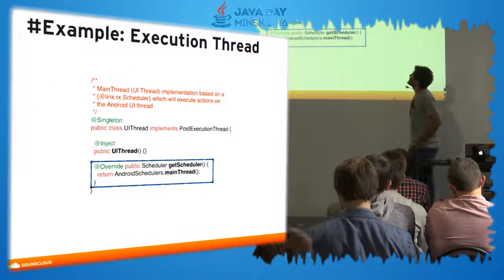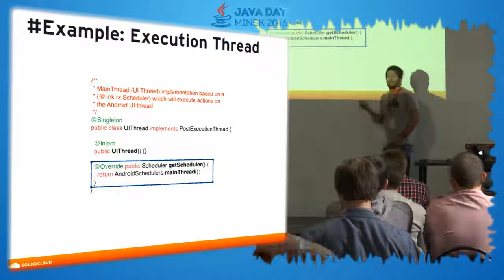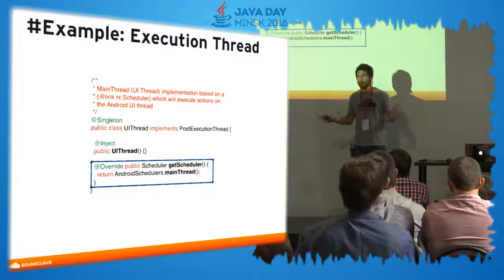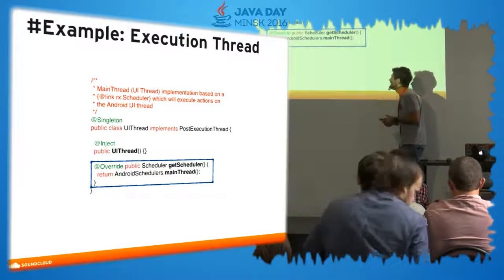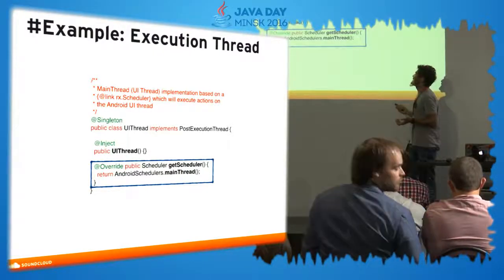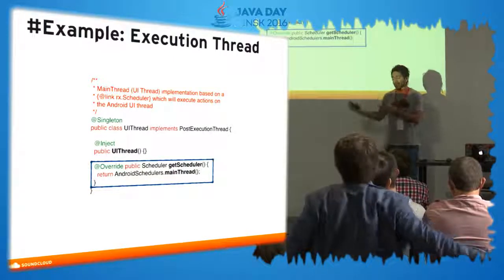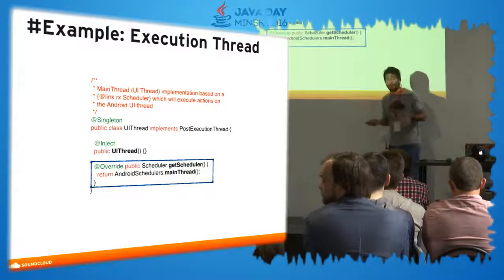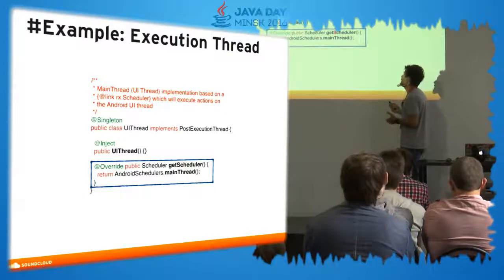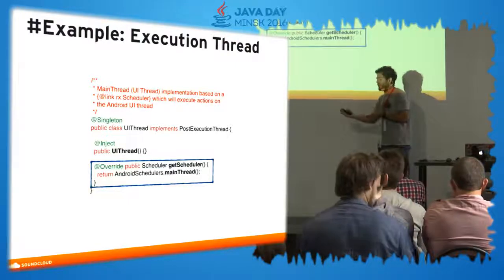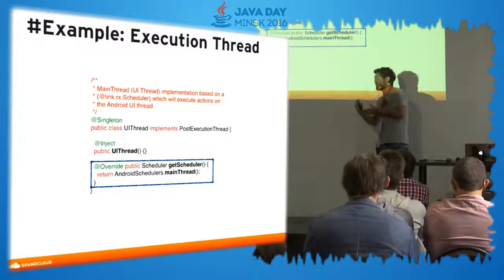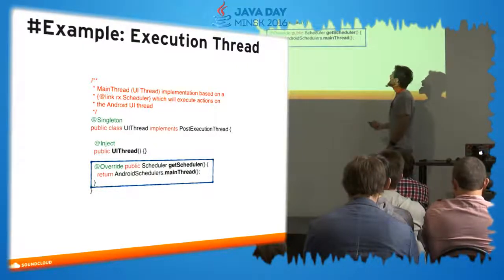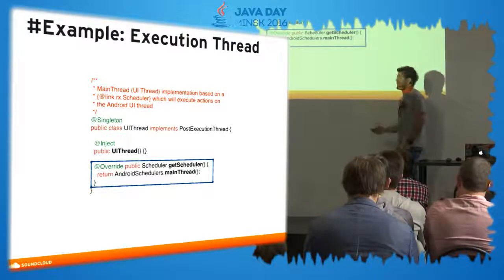So what else? I wanted to point out what my UI thread looks like. This is for more Android developers. Sorry for this. Basically, there's a plugin for RxJava which brings some Android helpers. In this case, I'm saying that when I get to the scheduler where I'll listen to the result of my observable, I want to listen to it in the main Android thread.